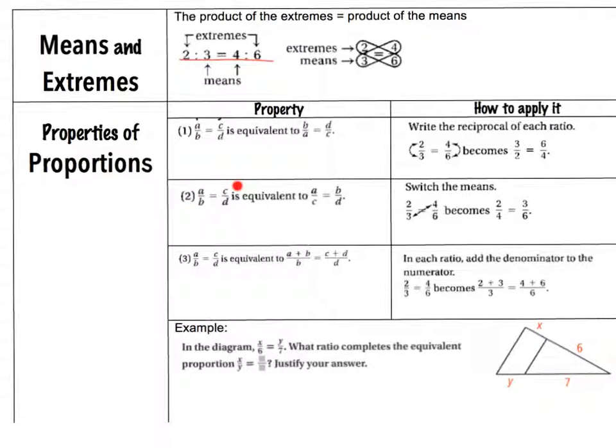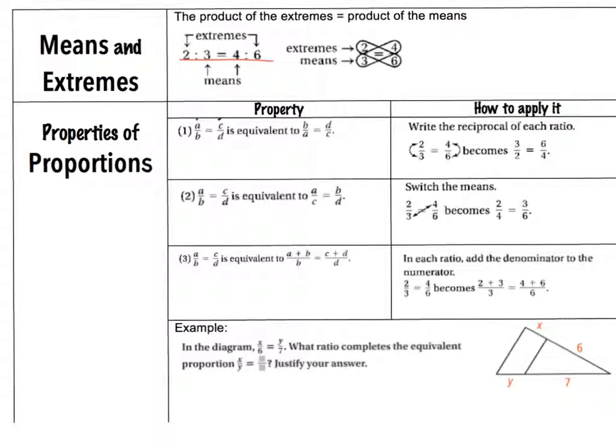Another way we can explore proportions is to say A over B equals C over D, and that is equivalent to A over C equaling B over D. In this case, we just switched the means. So we had 2 to 3 is equal to 4 to 6, and we just switched the means so that it becomes 2 to 4 is equal to 3 to 6. Again, the cross products remain the same, 2 times 3, 3 times 4.